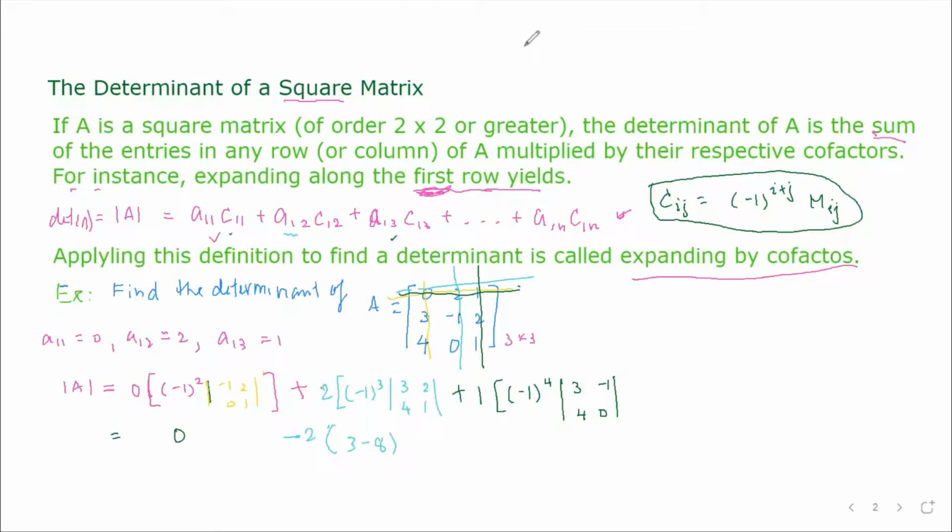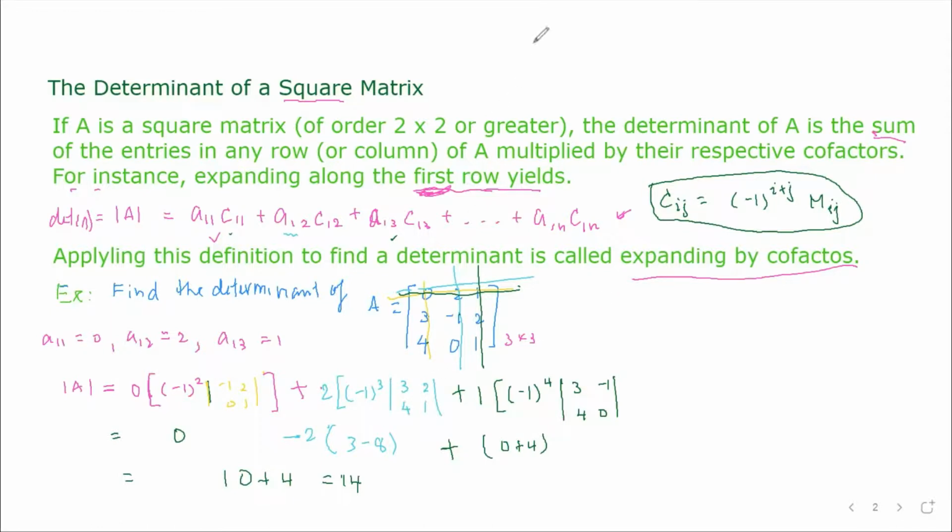And the next one, plus this term. Again, this one has an even power, so it comes out plus, so this one is still plus. Now only this one: 3 times 0 is 0, minus minus becomes plus 4. So then simplify: this one is minus 5 times minus, becomes plus 10, and this one plus 4. So we have 14. So this is how you use the formula of the cofactors.